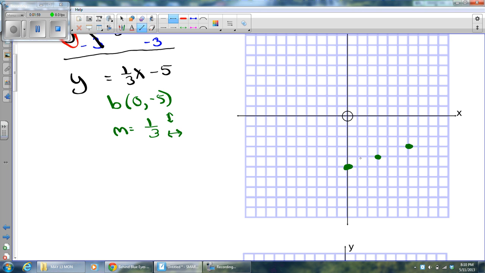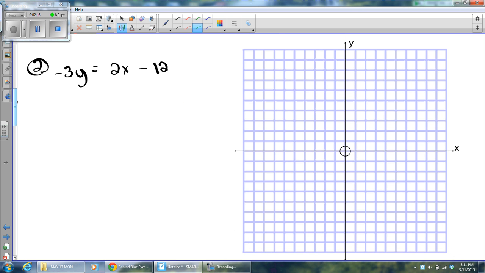So let me see, I think that's pretty good. Something just like that. And of course, I'm going to put an arrowhead on the end of that line that doesn't have it. And there you go. All right, let's look at a couple more examples here.